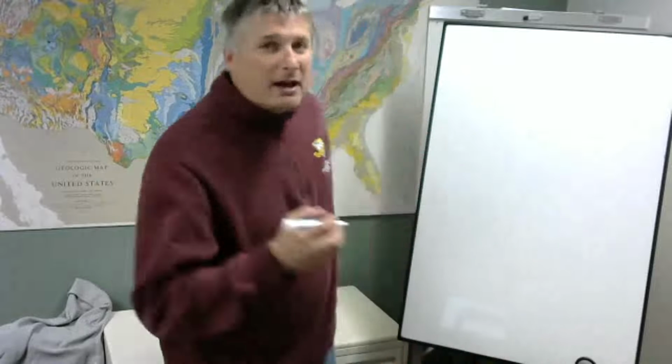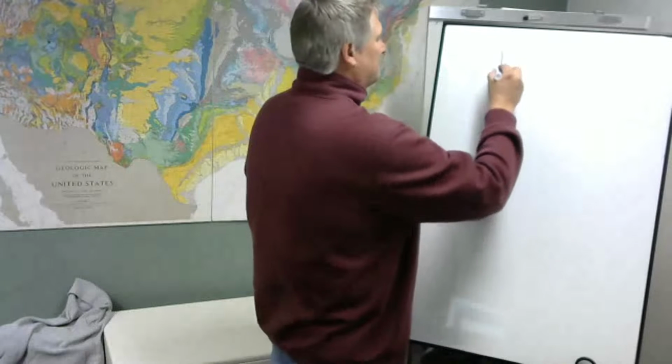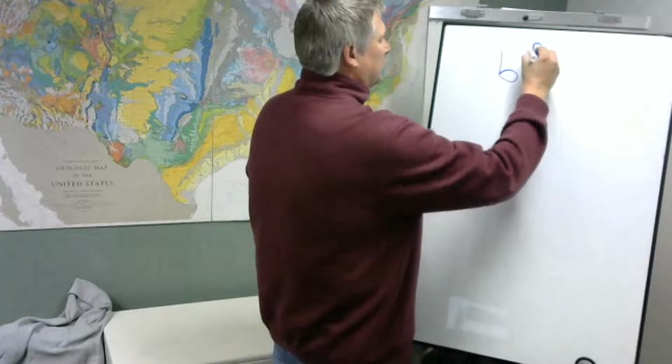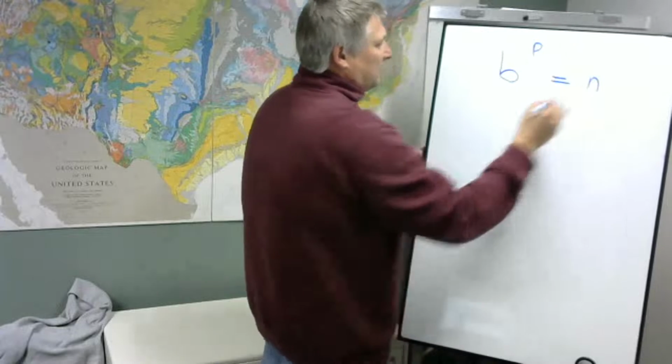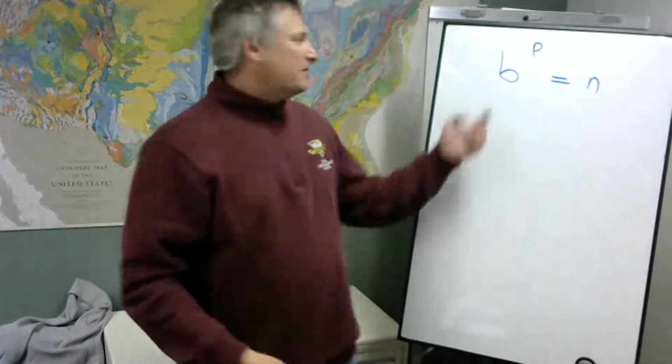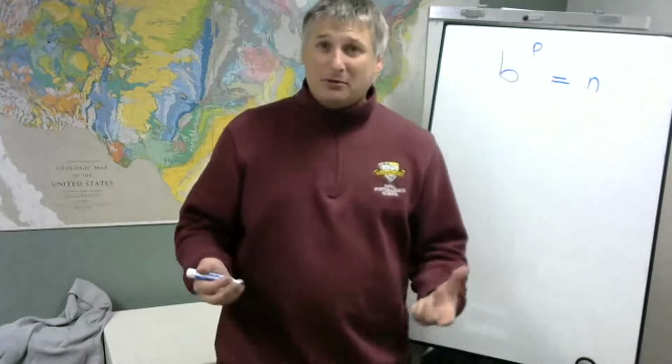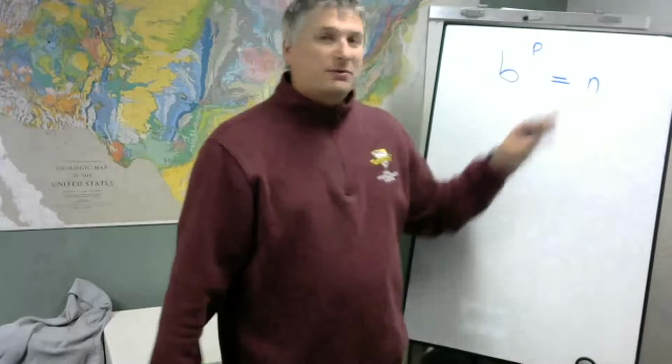We're going to talk about logarithmic functions. And logarithmic functions are basically like the inverse of exponential functions. So if you have an exponential expression, we have a base, we have a power or exponent, and then we have some result n.